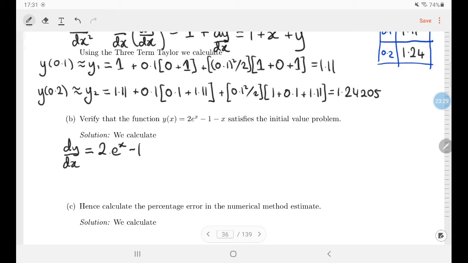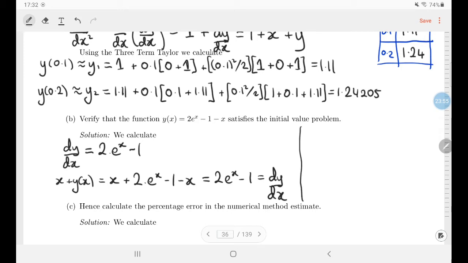Okay, we'll leave that there a second. And now let's calculate x plus y of x. This is equal to x plus y of x, which, just taking it from the question, is x plus 2e^x minus 1 minus x. And if you notice, the x minus x is 0, so you get 2e^x minus 1, which is indeed equal to the first derivative. So it satisfies the differential equation.